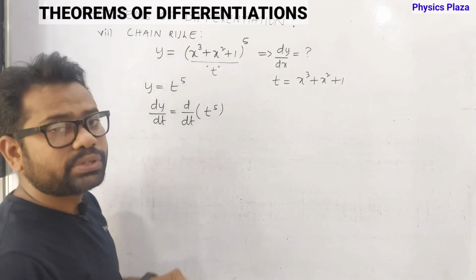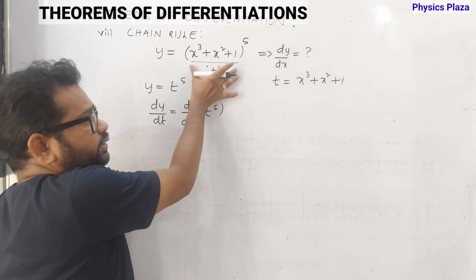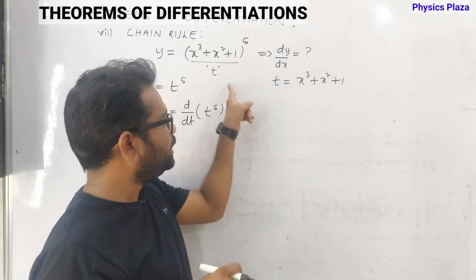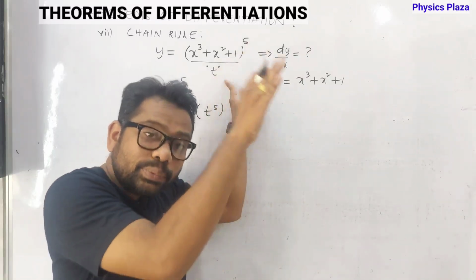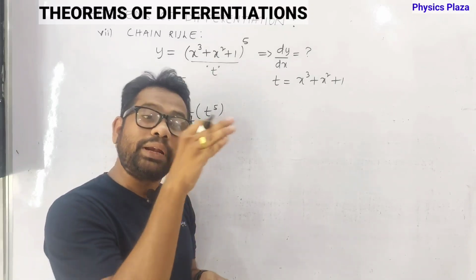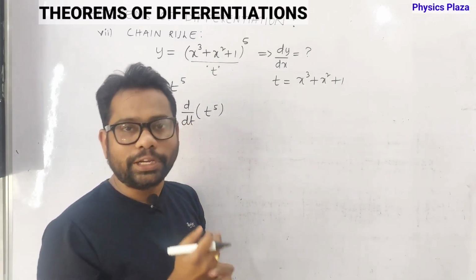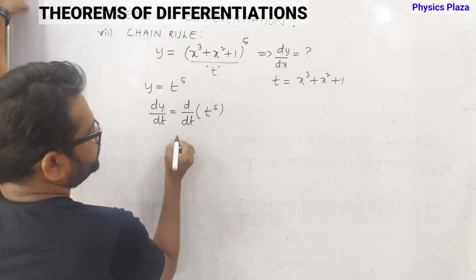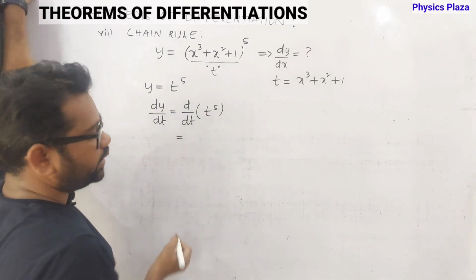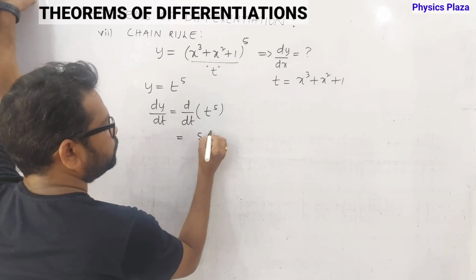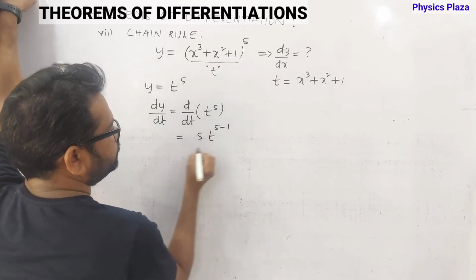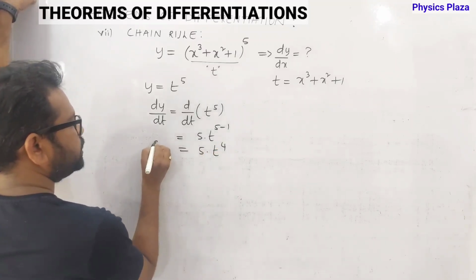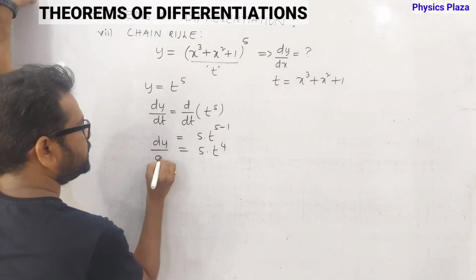So children, in simple terms, you differentiate with respect to whatever you are assuming, either t or some other variable. That must be differentiated once again, and you have to multiply with that. Then we will get it. Let us do it so that you get clarity. So dy by dt, as per the formula x power n, can be written as 5 into t power 5 minus 1. This is going to be 5 into t power 4. This is dy by dt.